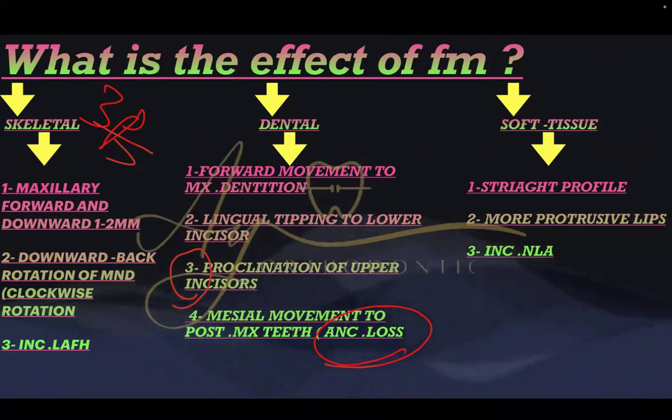What about soft tissue? I need to remember how it looks before treatment. The soft tissue shows an obtuse nasolabial angle, concave profile, and retrusive upper lip, right? So after the treatment, what will happen? I'm pulling the maxilla more forward, okay? So the concave profile will become straight. The retrusive upper lip will become protrusive, and the nasolabial angle will increase because it's supported by the upper incisor inclination, right? So I don't need to memorize. I just need to get how it works.